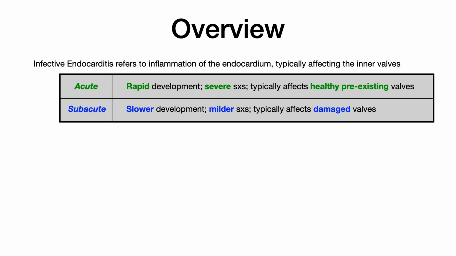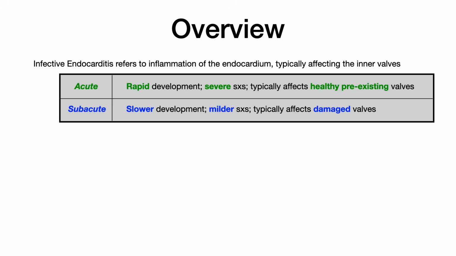Infective endocarditis refers to inflammation of the endocardium, right? It's endocarditis, meaning it's itis of the endocardium, or inflammation of the endocardium. Typically, this will affect the inner valves of the heart, and this will manifest as cardiovascular symptoms plus extracardiac symptoms outside of the heart. More on that in a few slides.